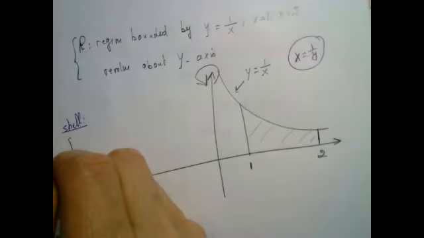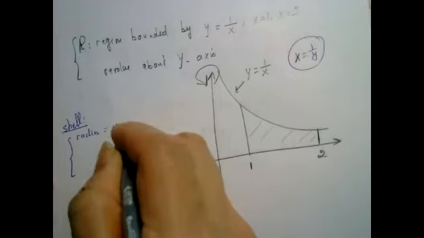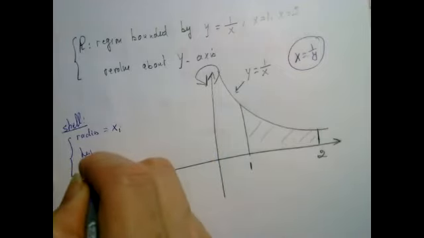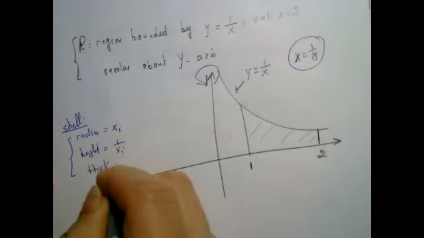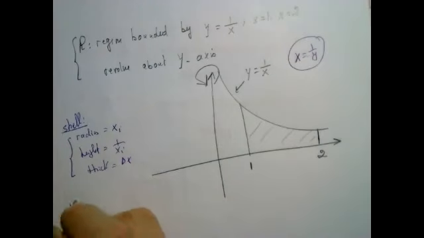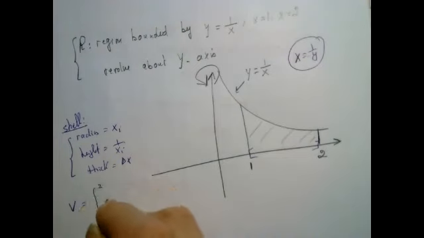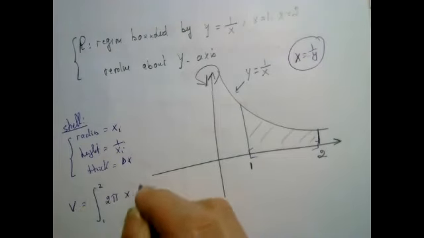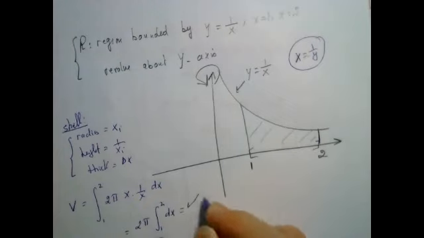If I use the shell, the radius is going to be the x, very easy, xi. The height is 1 over xi. The thickness is delta x. So the volume is going to be from 1 to 2 this time, 2 pi. Of course, this is much simpler. This is really trivial, basically nothing more than 2 pi integral from 1 to 2 of dx. So way simpler.